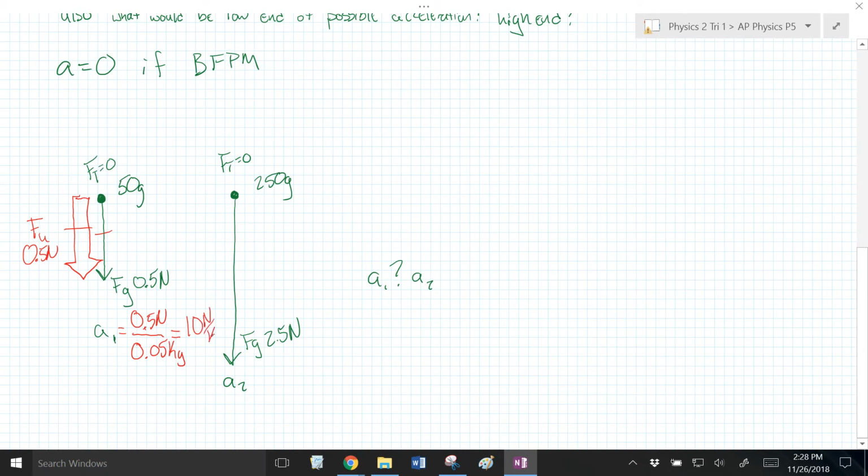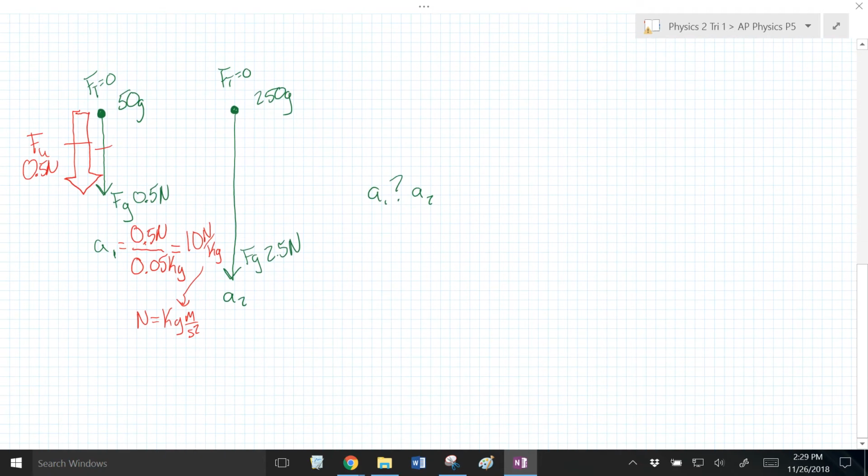10 newtons per kilogram. Keep in mind, the unit newton is a kilogram meter per second squared. So if I'm taking newtons over kilograms, that's like taking kilogram meter per second squared. Dimensionally, I cancel out the kilograms and I get left with meters per second squared. So this 10, I could write as 10 meters per second squared. Same thing.